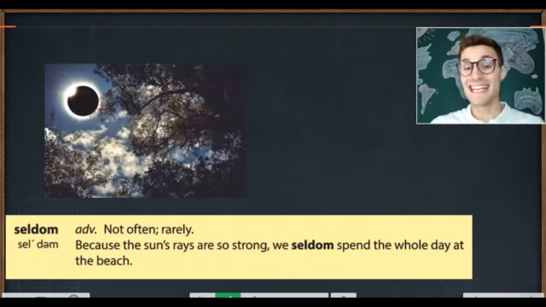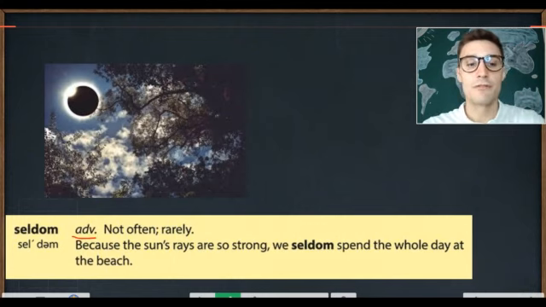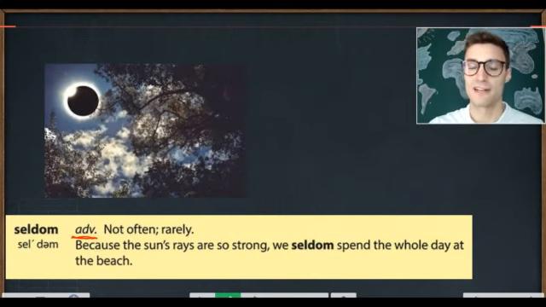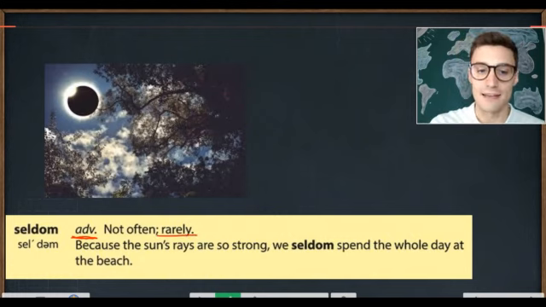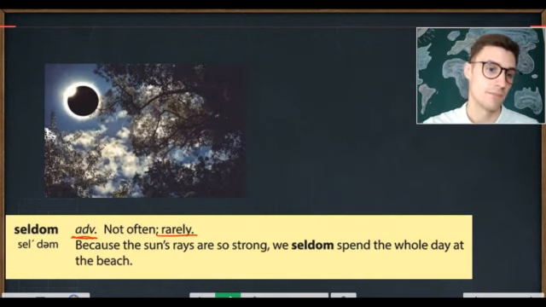The next word is seldom. Seldom is an adverb. So an adverb describes a verb. It tells you how something is done. So if something happens or is being done seldom, it means not often. Rarely. Rarely is a synonym for seldom. Remember that. Often is an antonym for seldom.